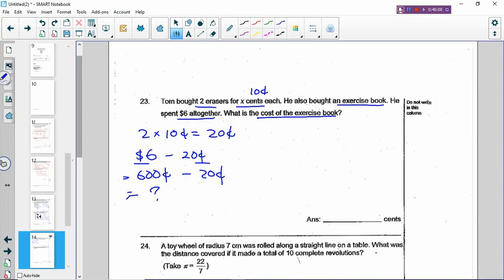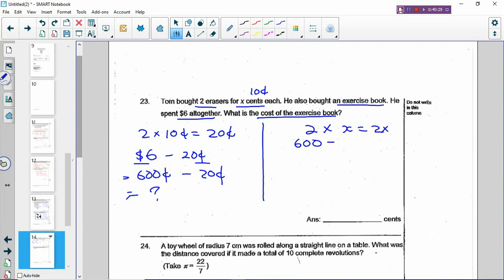Okay, so look out for the steps. Now the steps is you have to times first. So your first step is to multiply. You take 2 times x, and you will get 2x cents. And then the second step is to minus, and you have to change the $6 into 600 cents, and then minus what?